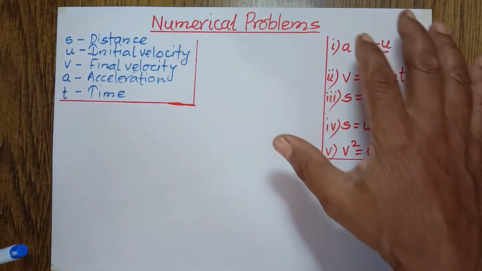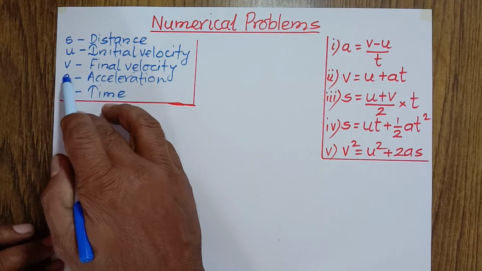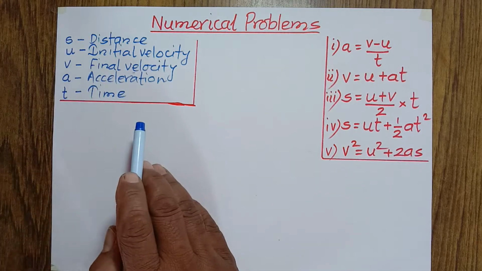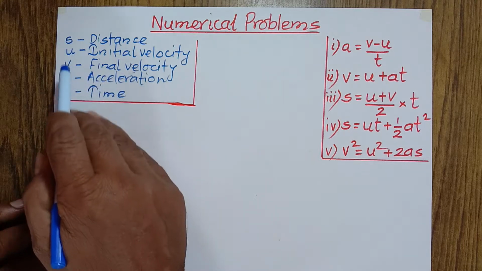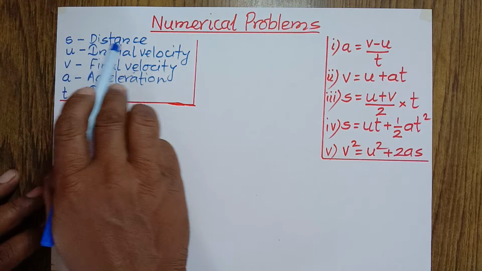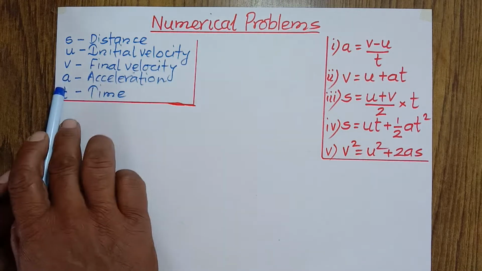Now after this, have you noticed this? There are 5 symbols used in these equations. What are they? S, U, V, A, T. You remember this as Subhat, or you can remember this way also, Utsav, U-T-S-A-V, Utsav.